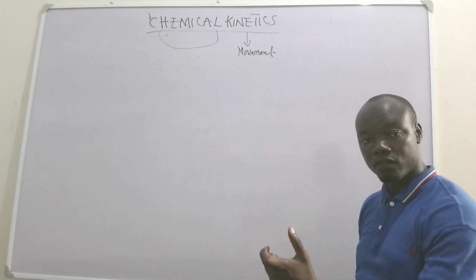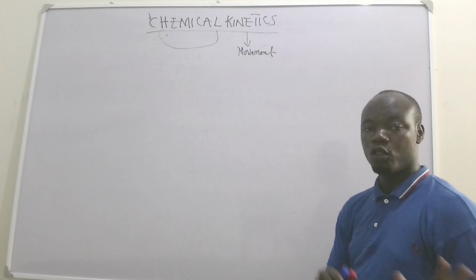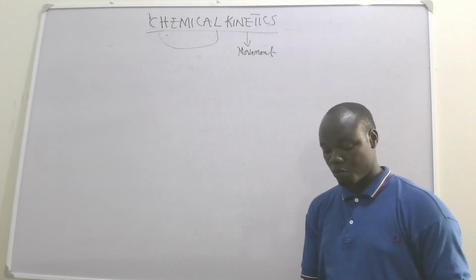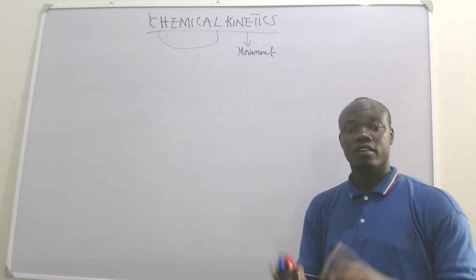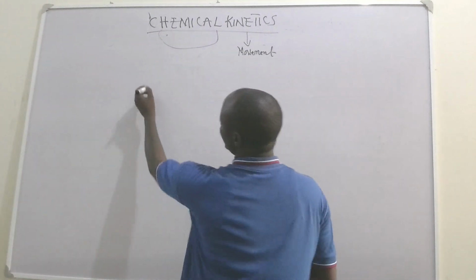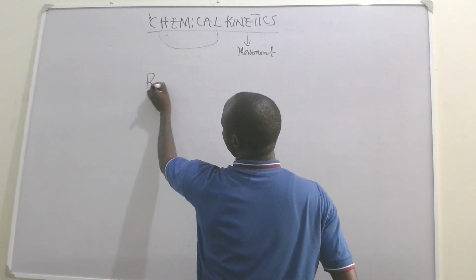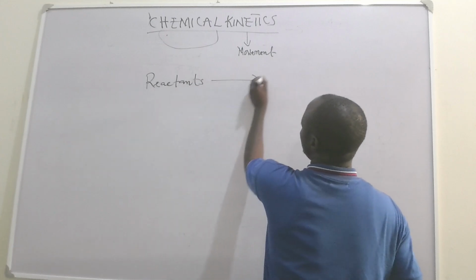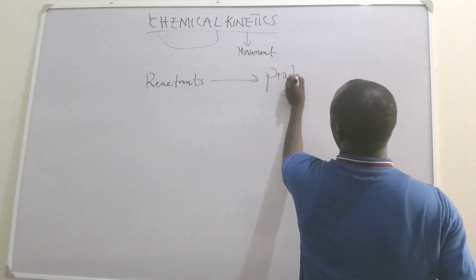it is when you have a reactant and a product. So whenever we say chemical reaction, the first thing that comes to our mind is reactants and products. Reactants, then to products.